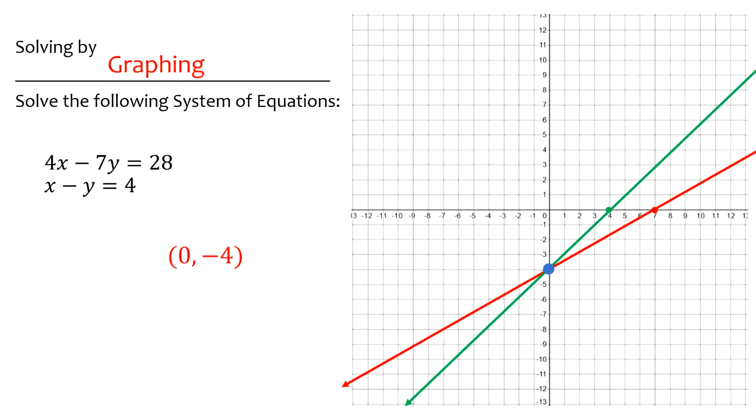Does that make sense to everyone? Everybody sees what we're doing there? We're just graphing two lines as straight as possible because we need to have that exact point where they cross.